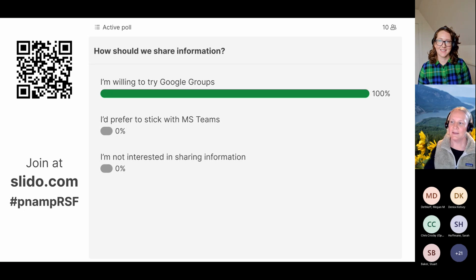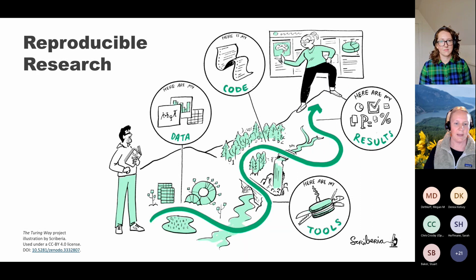Because I'm sad that Teams didn't really work out, but I understand why. I think if your workflow involves Teams and you're in there every day and you're part of DOI, it's very easy. But outside of that situation, it's actually quite difficult. All right. So thanks for the feedback, and I am going to pass it over to Lauren.